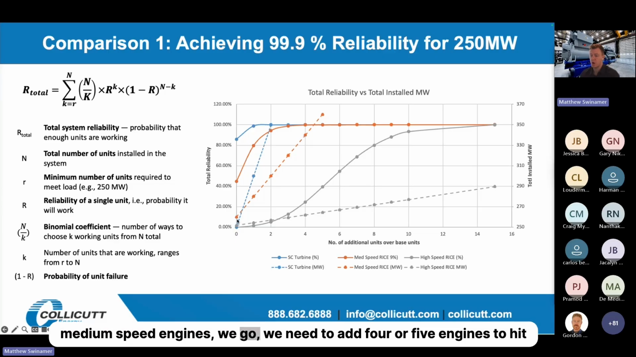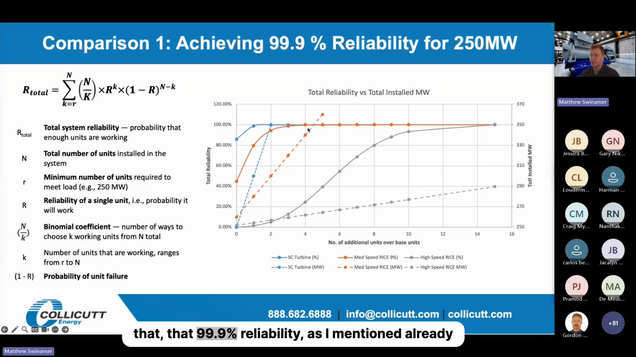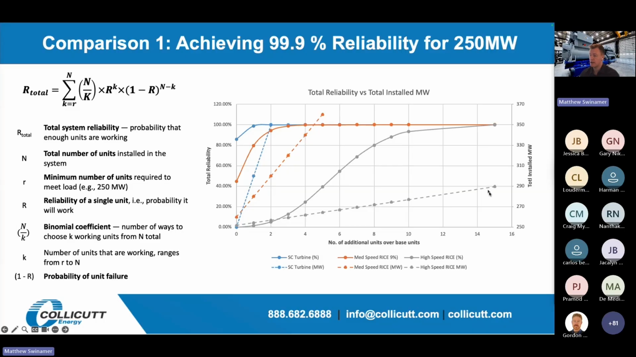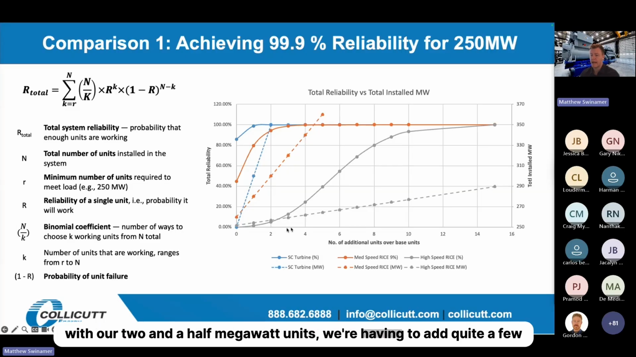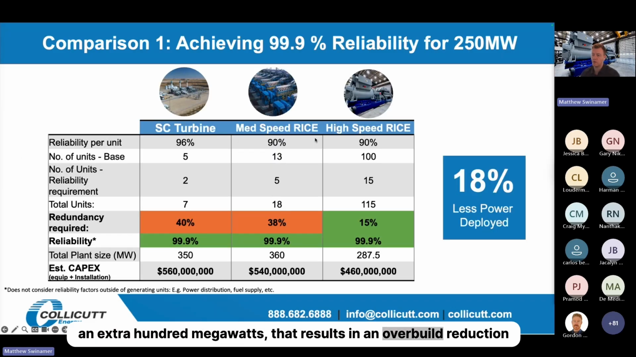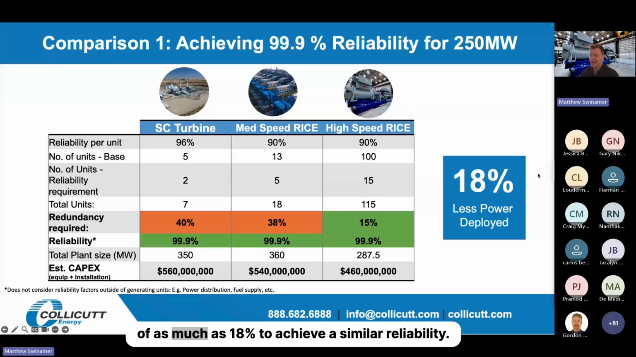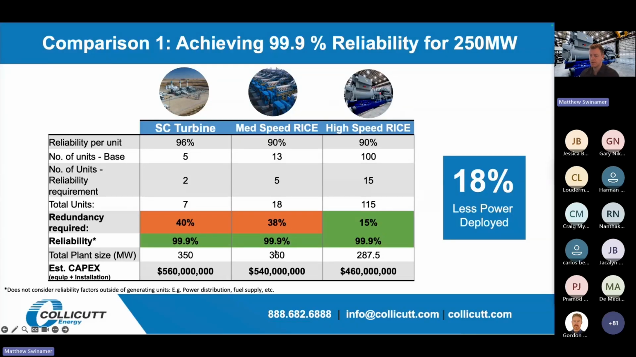Medium speed engines, we need to add 4 or 5 engines to hit that 99.9% reliability. As I mentioned already, with our 2.5 megawatt units, we're having to add quite a few extra engines, 15 engines. But here's the important point. If our base build is 250, we've only deployed an extra 40 megawatts versus almost an extra 100 megawatts. That results in an overbuild reduction of as much as 18% to achieve a similar reliability.